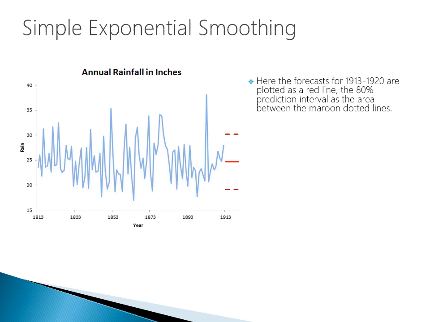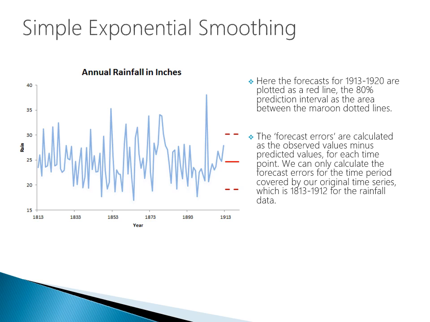Here, the forecasts for 1913 to 1920 are plotted as the red line, with the 80% prediction interval as the area between the maroon dotted lines. The forecast errors are calculated as the observed value minus the predicted value for each time point. Of course, we can only calculate the forecast errors for the time period covered by our original time series, which is from 1813 to 1912 for the rainfall data. So we can't calculate errors when we're forecasting in the future because we haven't observed them yet, and this data set doesn't show the data beyond 1912.